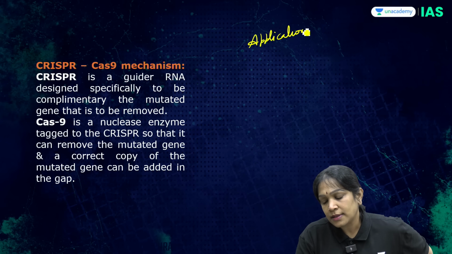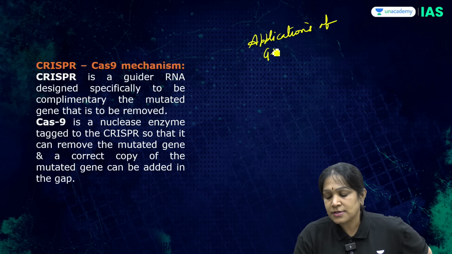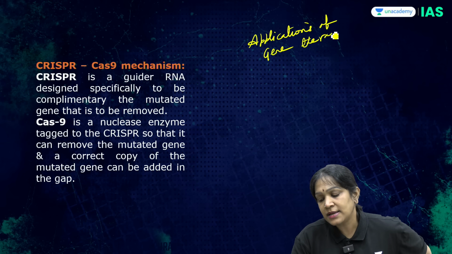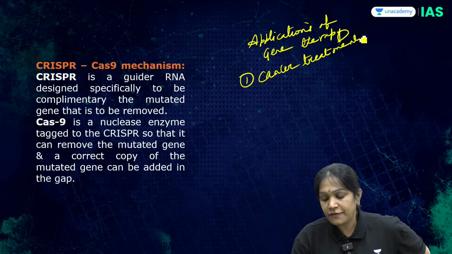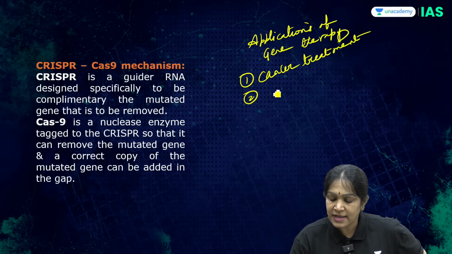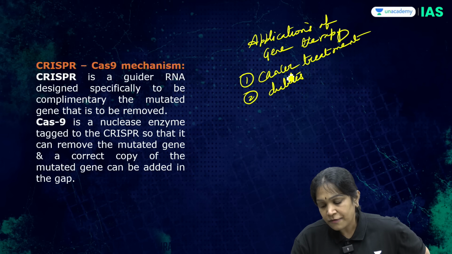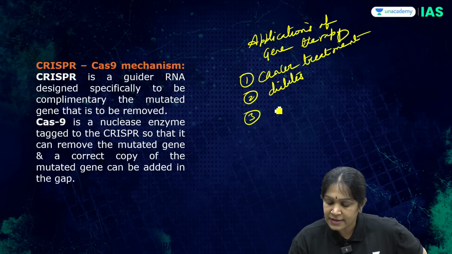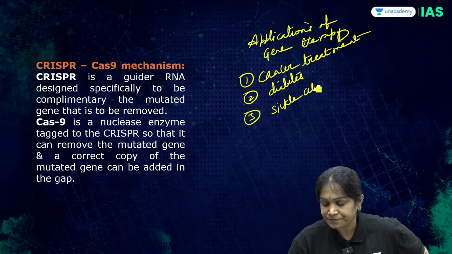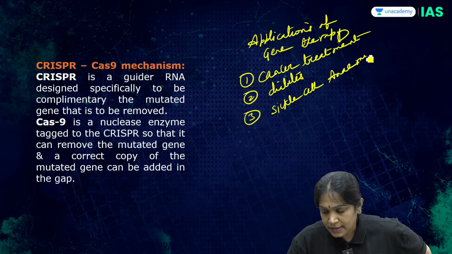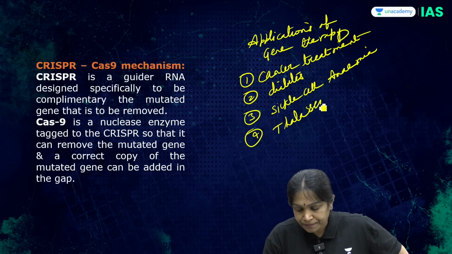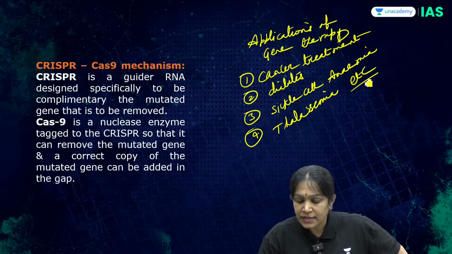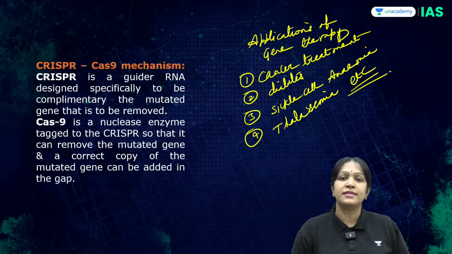What are the applications of gene therapy? We can use this in cancer treatment. We can use it in the treatments like diabetes. We can also use it in the treatments like sickle cell anemia, thalassemia, etc. These are the applications of somatic gene therapy.